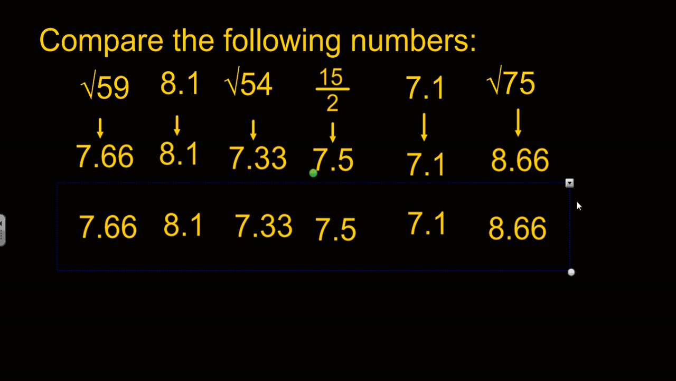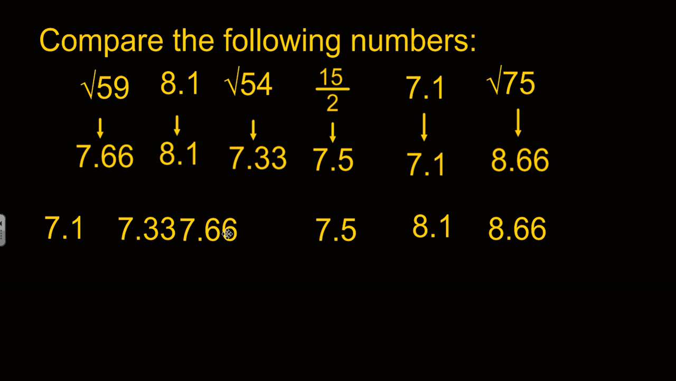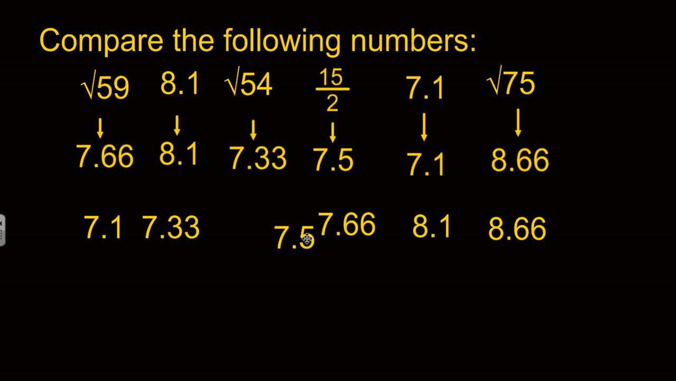So I have them right here, and I'm just going to ungroup these and start putting them in order. So the first, I look at the ones place, or the place value that's farthest to the left, and I start maneuvering them. I want the 8s over here and the 7s over here, and 7.3 is going to be less than 7.6, and 7.5 is also going to be less than 7.6.